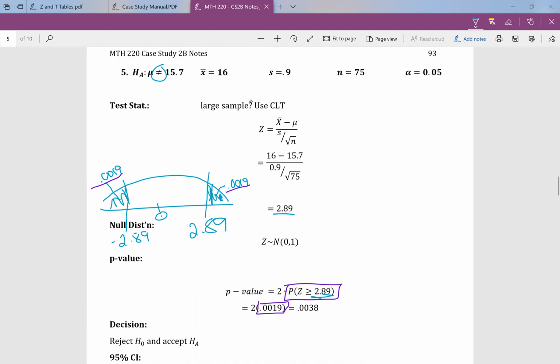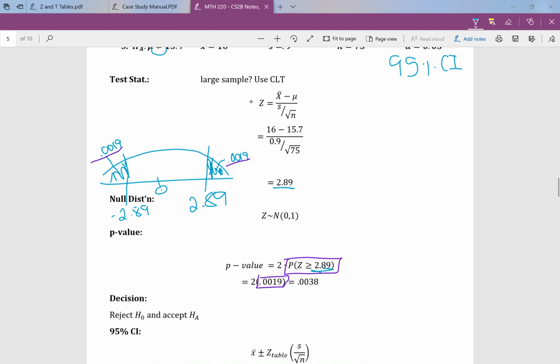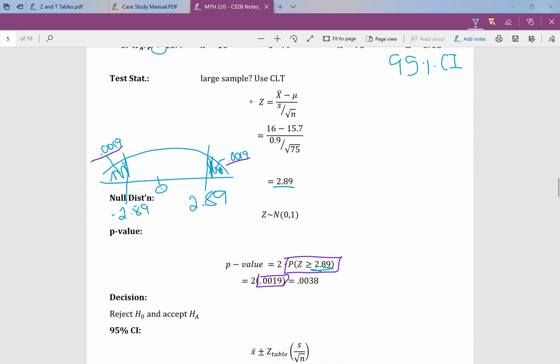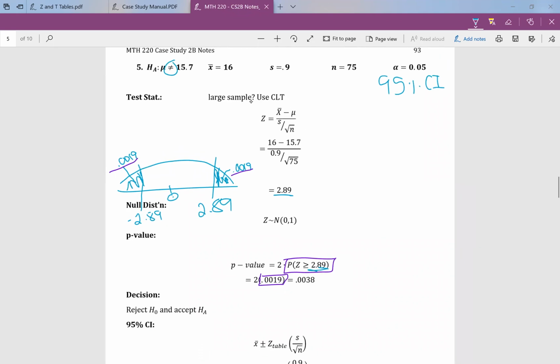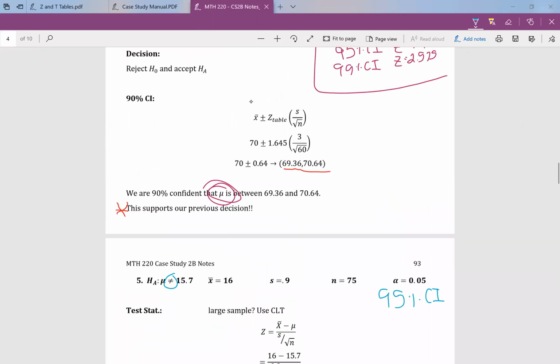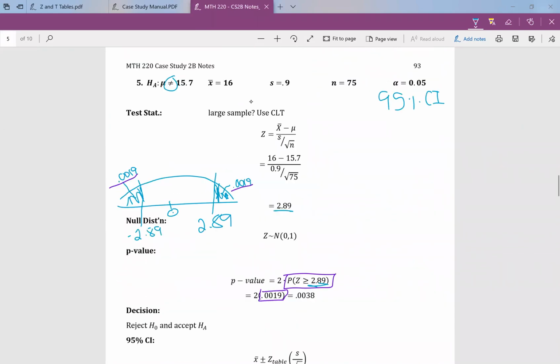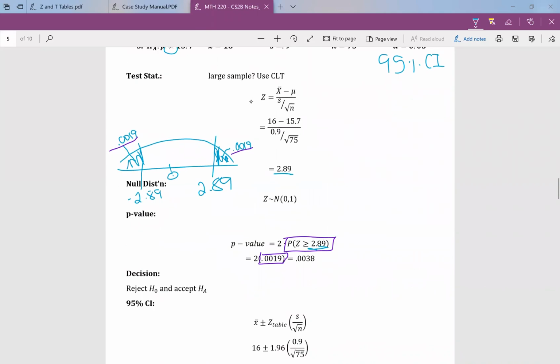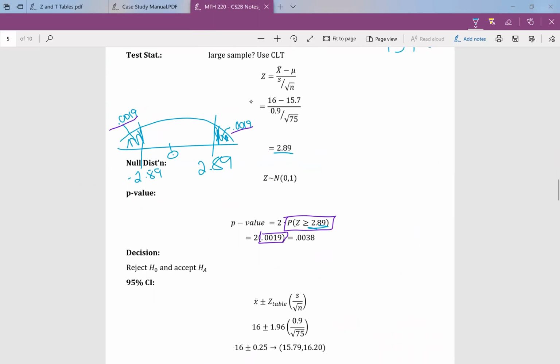Alpha, I'll make a note up here every time, alpha is 0.05. So now we want a 95% confidence interval. Start with our formula. What are we going to plug in for X bar? 16. What are we going to plug in for S? 0.9. What are we going to plug in for N? 75. What are we going to plug in for Z? 1.96. We plug in all those values, take a moment, calculate this, and you should get 15.79 to 16.2.